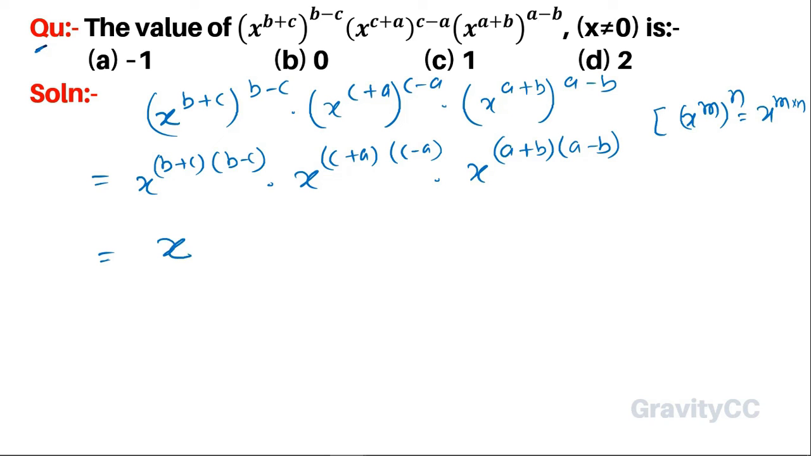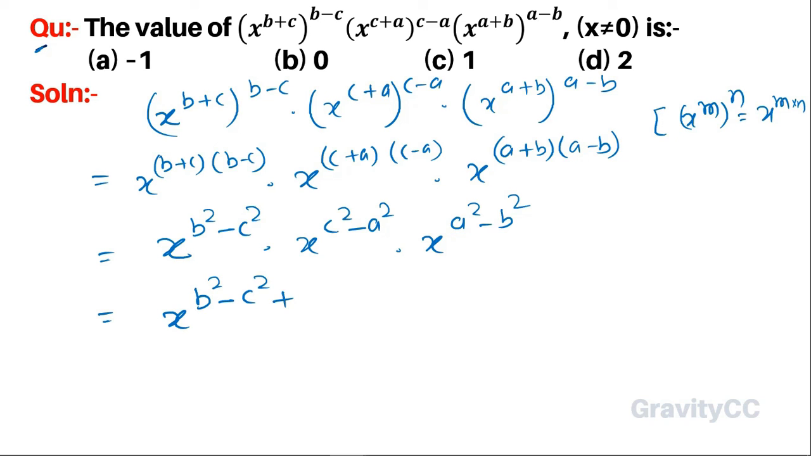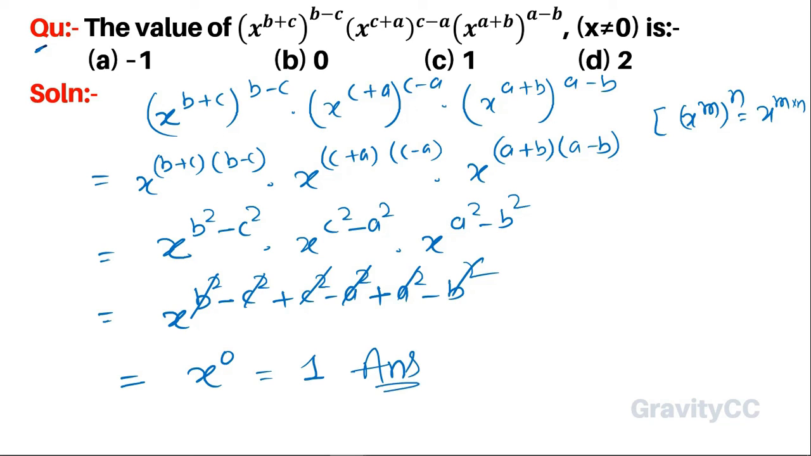So this is equal to x to the power b square minus c square into x to the power c square minus a square into x to the power a square minus b square. Here the bases are identical, so we add the powers. b square minus c square plus c square minus a square plus a square minus b square. So here b square, c square and a square cancel. So x to the power 0 is equal to 1. Answer. So option C is the correct answer.